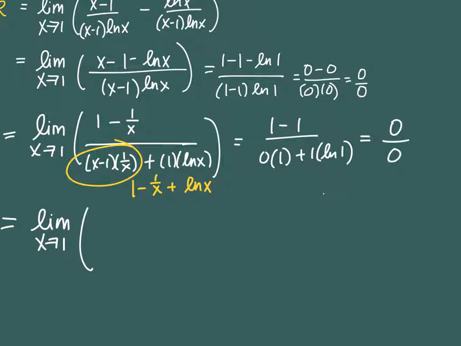Wait, so the top part should be 1 minus. Not 1 minus. What's the derivative? There's no 1. Oh, on the 1. Yeah, there's no 1. 1 over x. Okay, 1 over x squared. All right, can you do the bottom part?